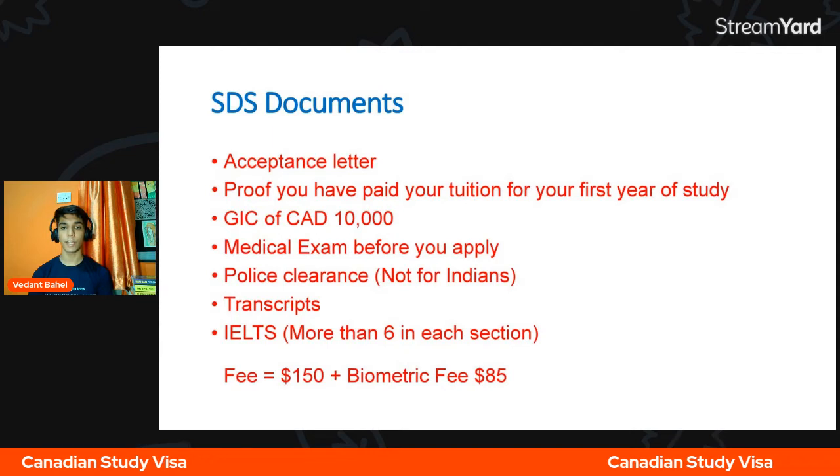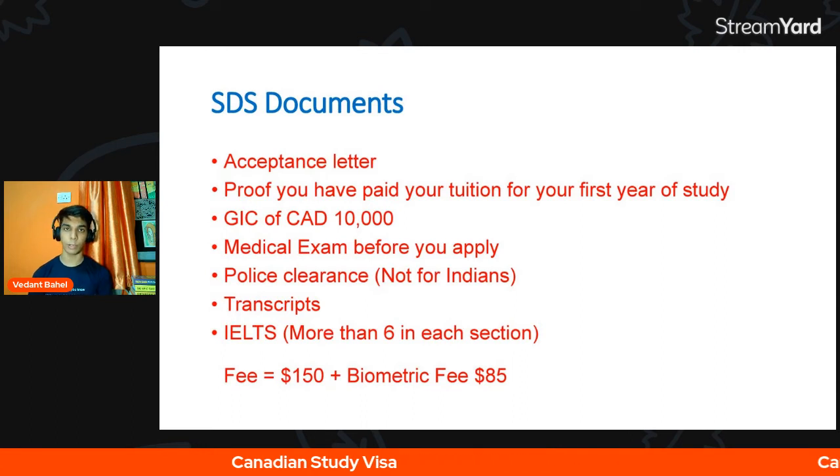Third is a GIC of 10,000 Canadian dollars. GIC refers to Guaranteed Investment Certificate. What it means is that you have to invest 10,000 Canadian dollars, which is equivalent to something more than 6 lakh Indian rupees, into a Canadian bank account. So you need to approach a Canadian bank. There are many ways you can do a GIC. It's done easily. You can do it in just one day.